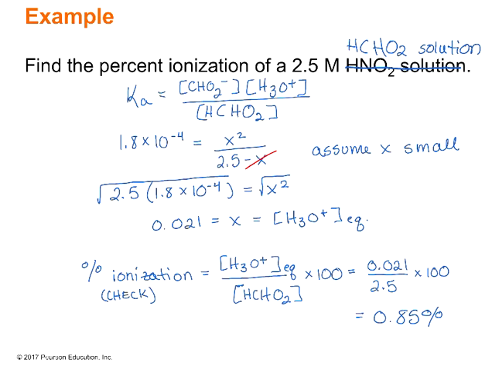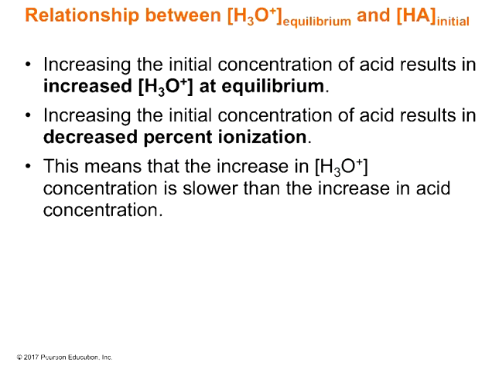Now, the fact that the percent ionization is really small does make sense for this solution because formic acid is a weak acid. So we don't really expect it to ionize to a significant extent. Additionally, though, let's just compare this to some previous results. So we're going to look at the relationship between the equilibrium concentration of hydronium ions and the initial concentration of the acid.